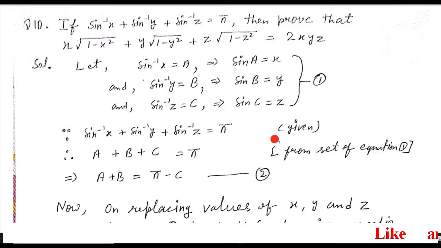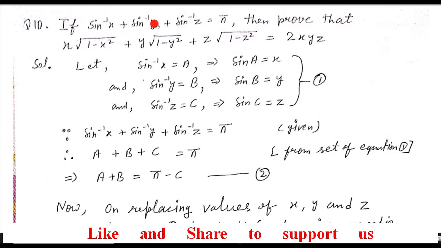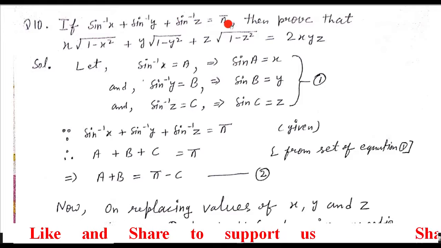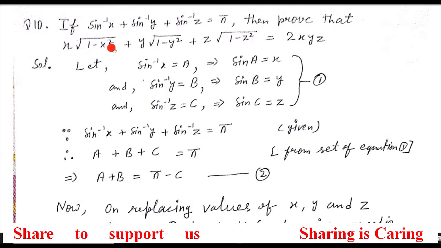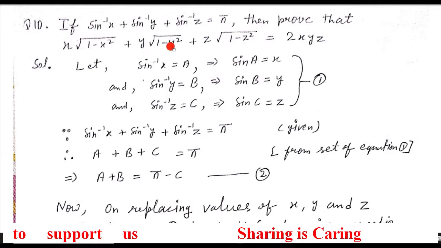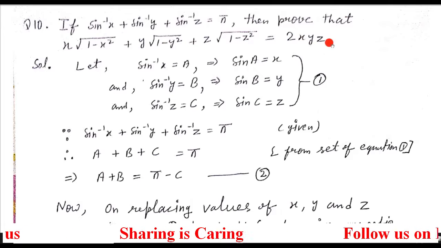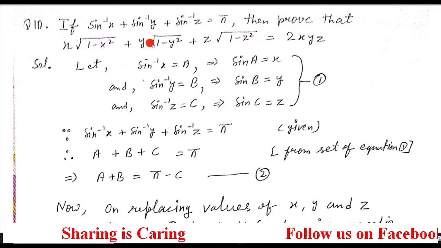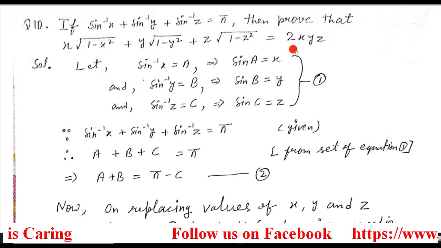Hello everyone, I am going to explain question 10 of exercise 2.1 of class 12. The question is: if sine inverse x plus sine inverse y plus sine inverse z is equal to pi, then we have to prove that x root 1 minus x square plus y root 1 minus y square plus z root 1 minus z square is equal to 2xyz. So this result is given to us and we have to prove it.